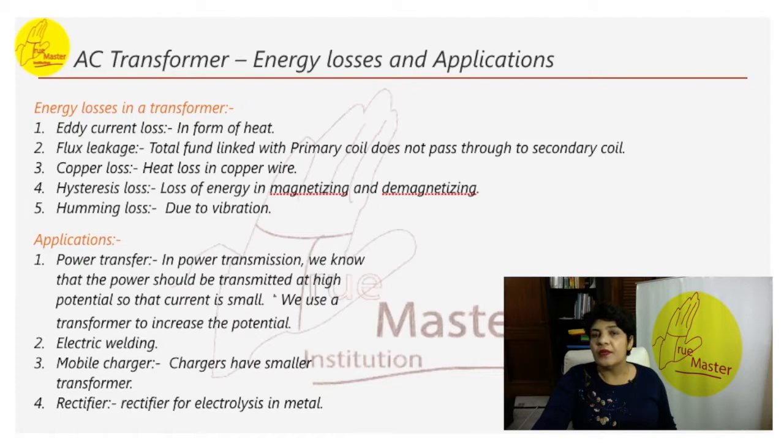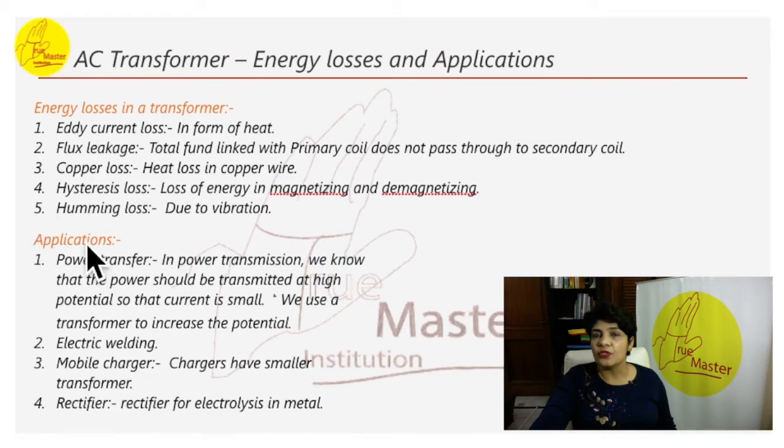Copper loss: heat loss in copper wires. If you remember, I mentioned that the coils are made of copper, so this copper is going to have some kind of heat loss. Then hysteresis loss: loss of energy in magnetizing and demagnetizing. Humming loss: the sound loss due to vibrations.